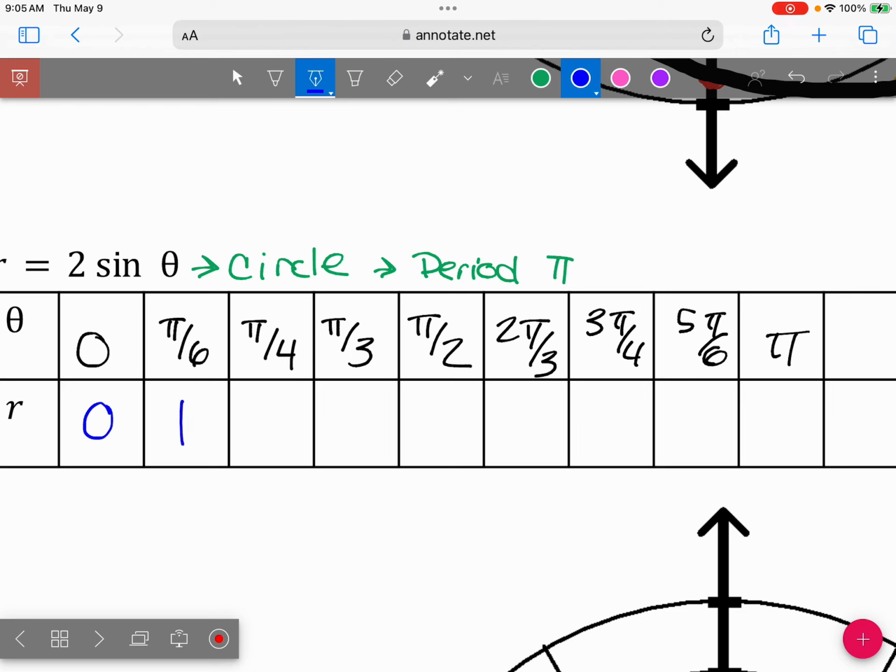Sine of pi over 4, that's our square root of 2 over 2, times 2 is just square root of 2, which as a decimal is 1.4. Sine of pi over 3, that's our square root of 3 over 2, times 2 means it's just the square root of 3 part, which is about 1.7. Sine of pi over 2 is 1, times 2 is 2. And it's going to keep going in that same pattern. In fact, it does the same values, just in reverse, going this way.